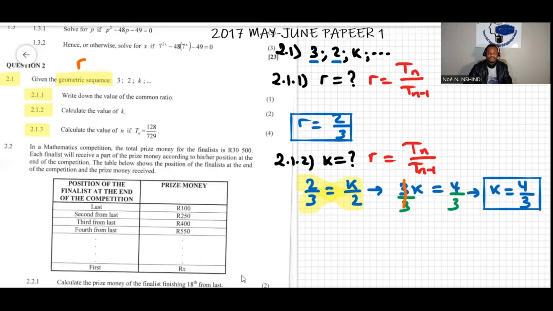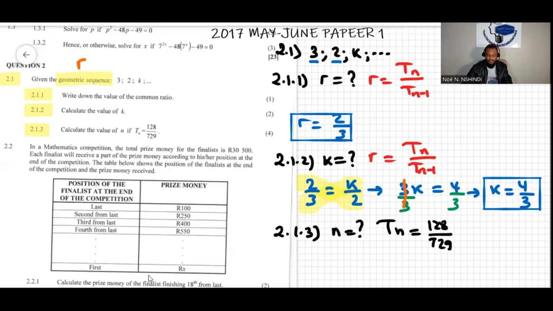The following question is question 2.1.3. The question says, hence or otherwise, solve for n if Tn equals 128 over 729. So 2.1.3. We are looking for the value of n if Tn is equal to 128 over 729.